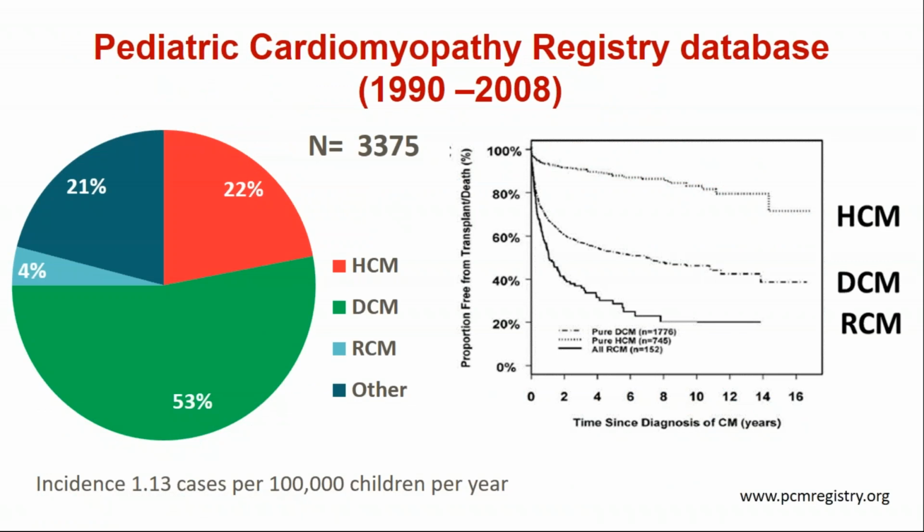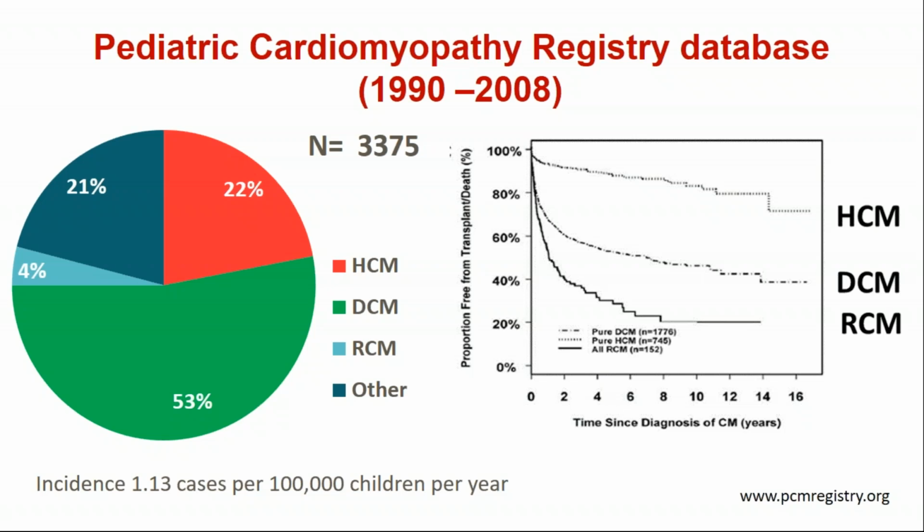So again, the key thing is to keep in mind the time period. This was a long time ago now. It was from 1990 to 2008, and it is no longer enrolling. But during that period, it allowed us to characterize the relative proportions of kids presenting with dilated cardiomyopathies versus hypertrophic, restrictive, and other types. There was an incidence of about 1.13 cases per 100,000 children, and that's important to keep in mind.